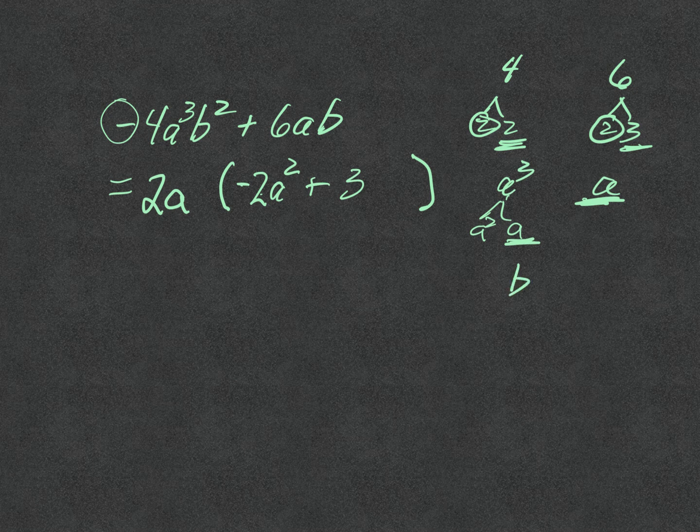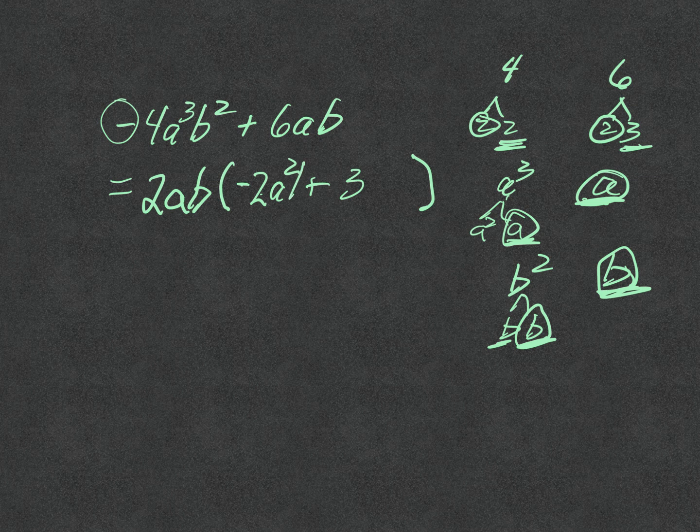And now we look at the b squared and the b. And again, b squared is b times b. So we have a b in common. All right. The b's in common. Just like we had the a's in common. So that's part of our common factor. And when we come back, we have a b left over. So we got a b for that one. But we've used the b in the 6ab. So this would be a complete factorization. 2ab times negative 2a squared b plus 3.